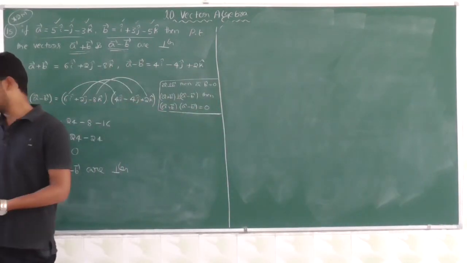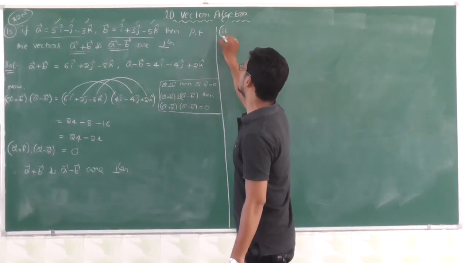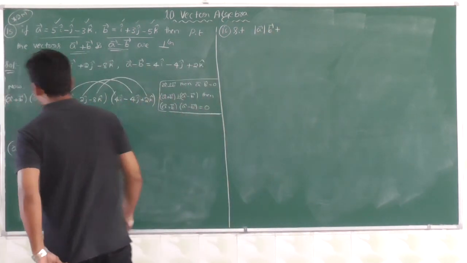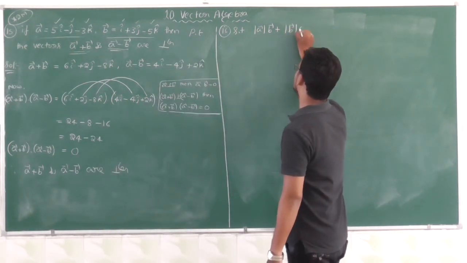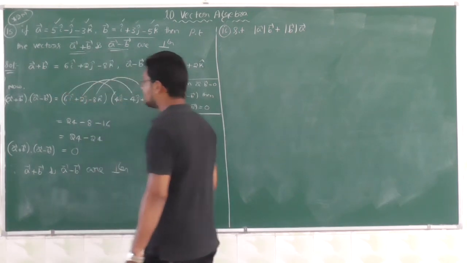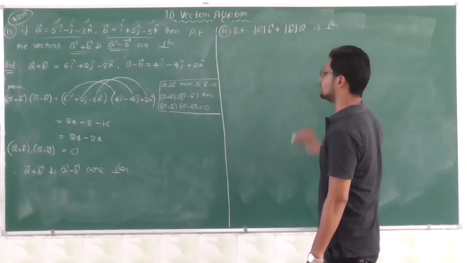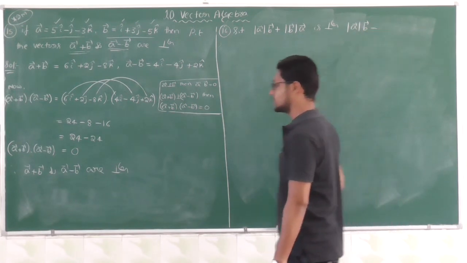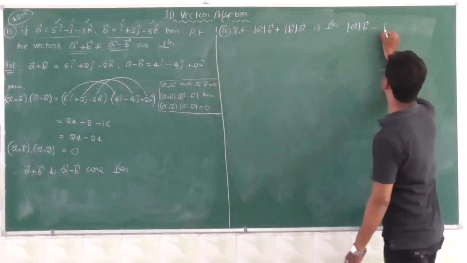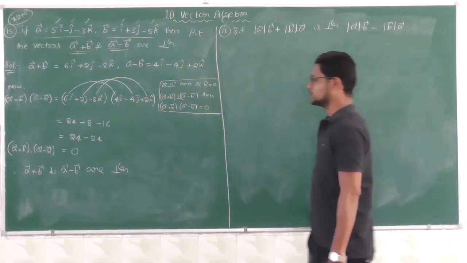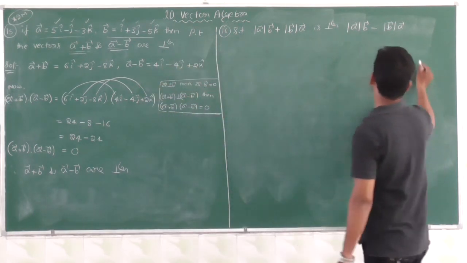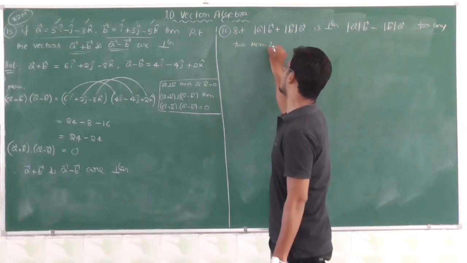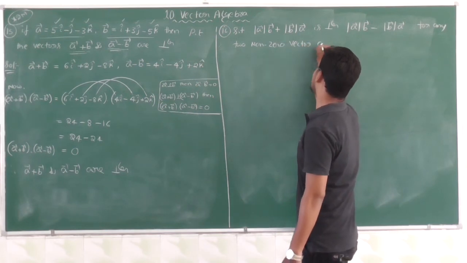Next, 16th question. Show that magnitude of AB plus magnitude of BA is perpendicular to magnitude of AB minus magnitude of BA for any two non-zero vectors A and B.